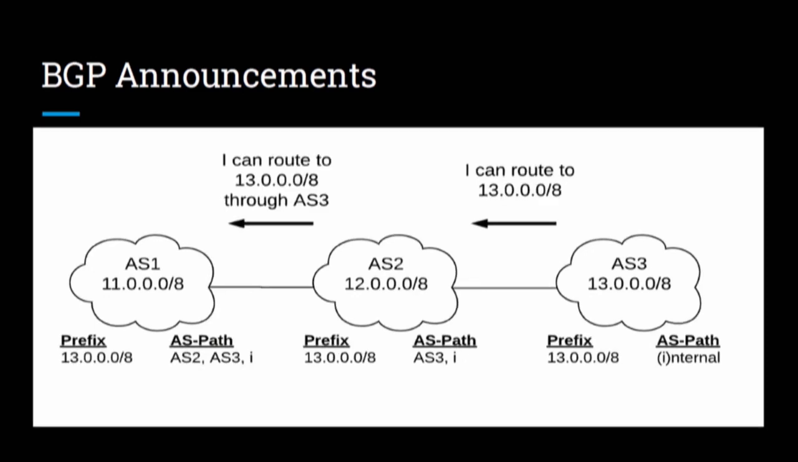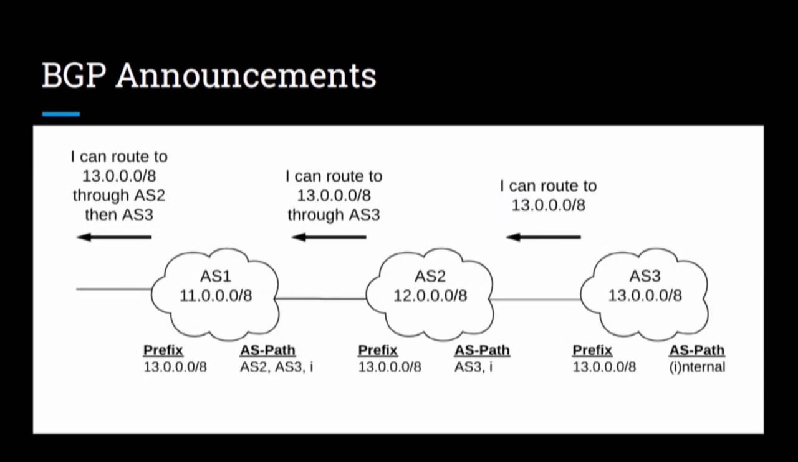It then announces that to its neighbor, Autonomous System 1. And Autonomous System 1 now knows that it can get to 13/8 through Autonomous System 2 and Autonomous System 3, which is where the address space is serviced. And then that continues, and eventually every autonomous system on the internet knows how to get to 13/8.